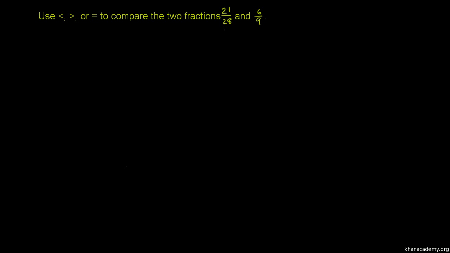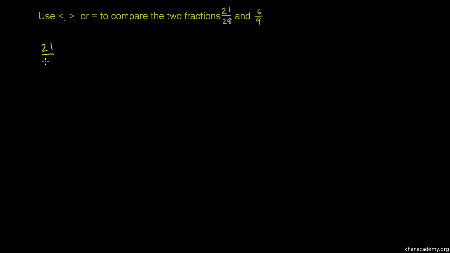So what we could do is find a common denominator for both of them and convert both of these fractions to have the same denominator and then compare the numerators. Or, even more simply, we could simplify them first and then try to do it. So let me do that last one, because I have a feeling that'll be the fastest way to do it.